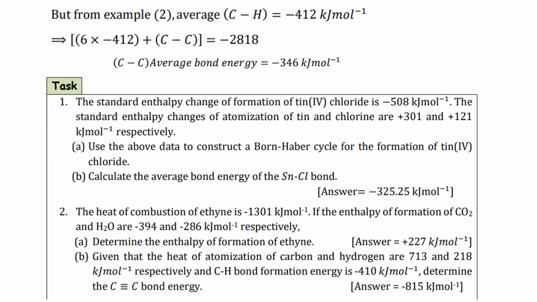But remember, from example 2, we had already got the average bond energy for carbon to hydrogen. So we are going to make one of them the subject. Since the average bond energy for carbon to hydrogen is known as negative 412 kilojoules per mole, we substitute for it. We end up with 6 times negative 412, and then we remain with the carbon-to-carbon bond, which we make the subject by taking this one to this side after multiplying. If this one goes this side, it becomes a positive. So we end up with the average bond energy of the carbon-to-carbon bond to be negative 346 kilojoules per mole.